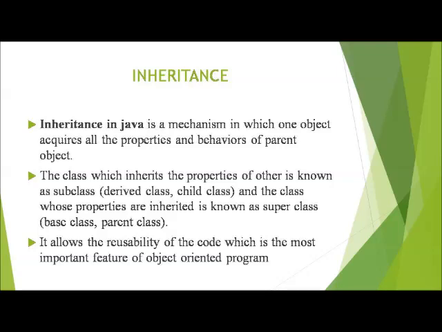Inheritance. Inheritance in Java is a mechanism in which one object acquires all the properties and behaviors of the parent object. The class which inherits the properties of others is known as subclass, derived class, child class, and the class whose properties are inherited is known as superclass, base class, parent class. It allows the reusability of the code, which is the most important feature of object-oriented programming.